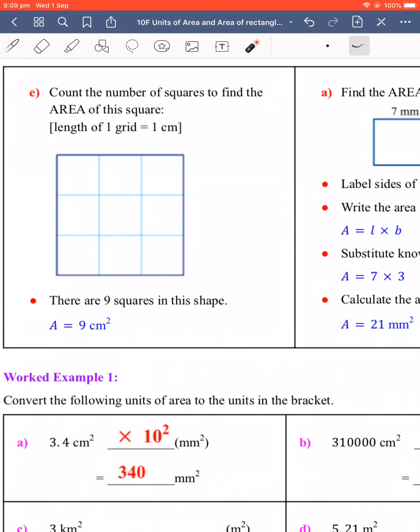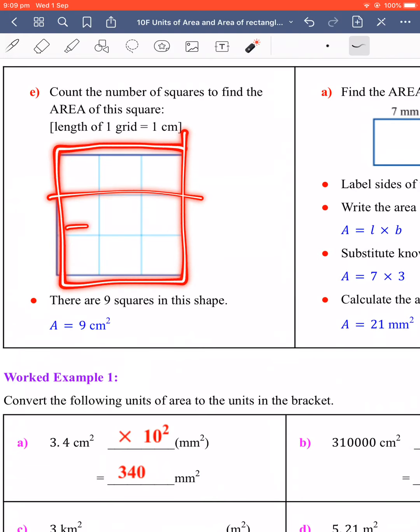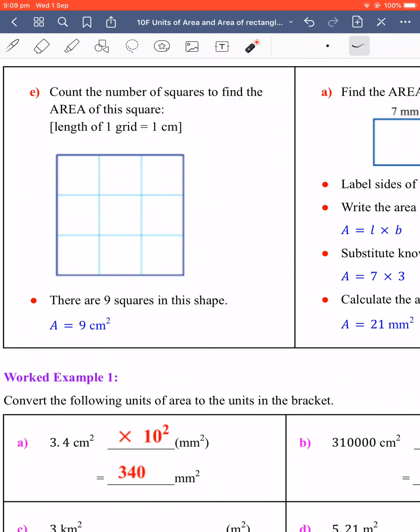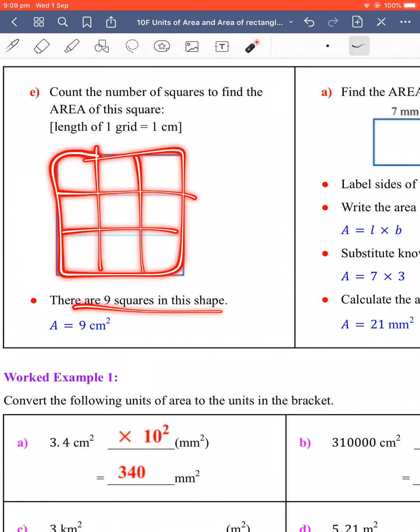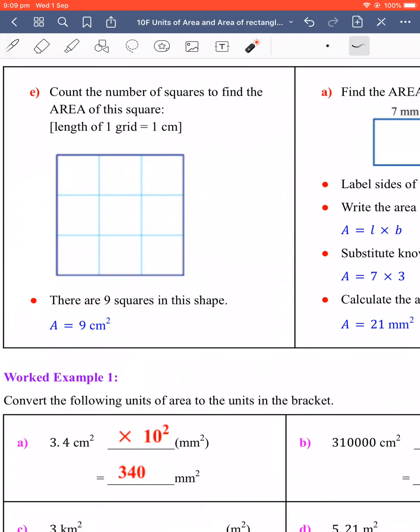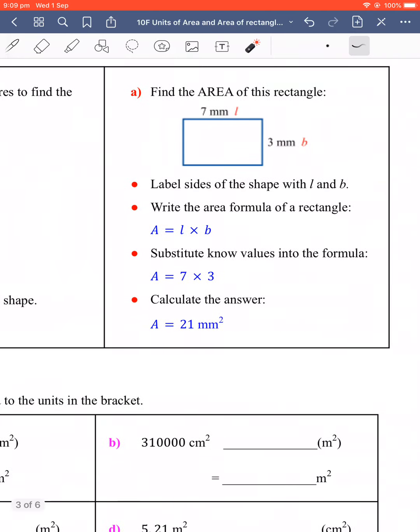Okay, next one. Again, similar to the questions you'll come across. For some of them, you might have certain areas already written up in a grid view. Basically, the length of a grid square is 1 centimeter. So this particular square right here has a length and a breadth of 1 centimeter each, which means one of these is equal to 1 centimeter squared. So if there are 9 squares, as you see here, you end up with your area being 9 centimeters squared.